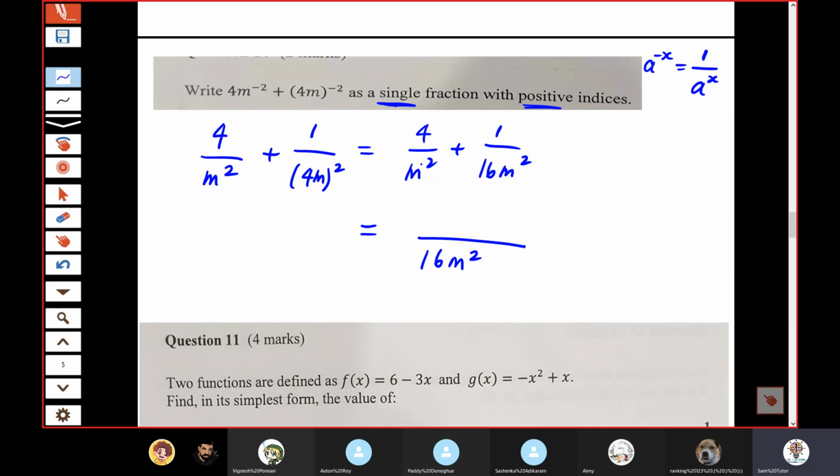Then you ask yourself, what's missing from this one and this denominator pretty much. So from m squared and 16 m squared, you're missing the 16. So you times the top one by 16. 16 m squared and 16 m squared, you're missing nothing, so plus 1. 4 times 16 should be 64. Yep. 64 plus 1, 65 on 16 m squared, you're done. It's a single fraction with positive indices.